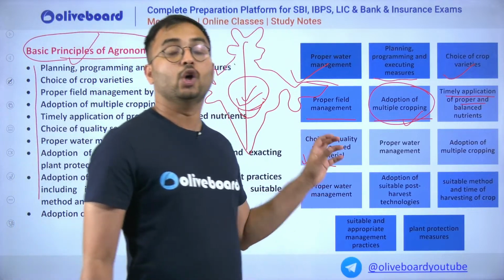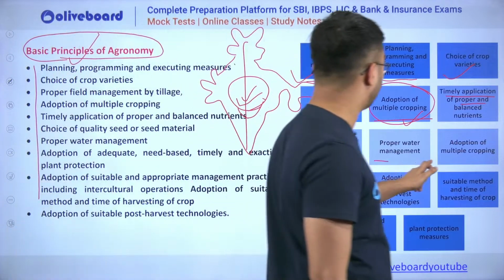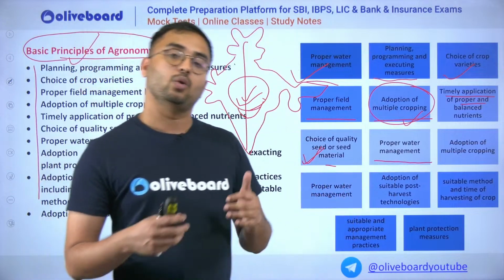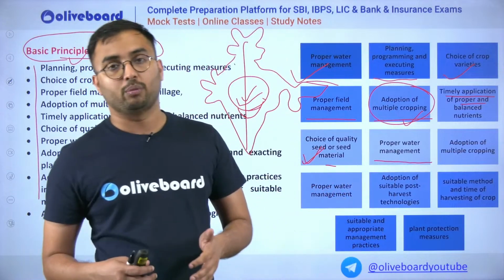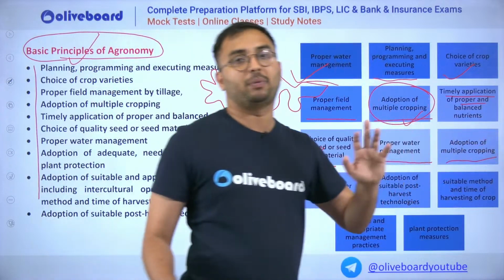That is what is seen. Which genetically good quality seeds we are using. Next is proper water management. It is nothing but how to store the water, water harvesting techniques, overall how to percolate the water more to increase the groundwater table, etc. Adoption of multiple cropping again.